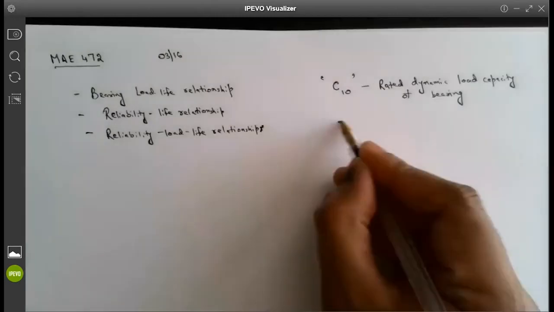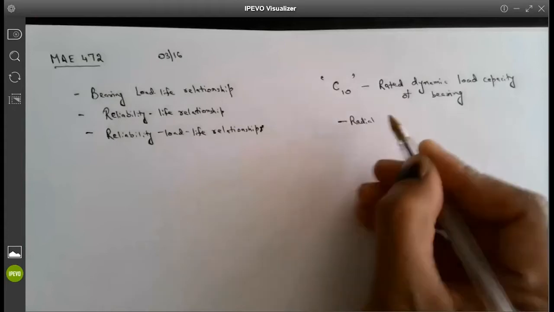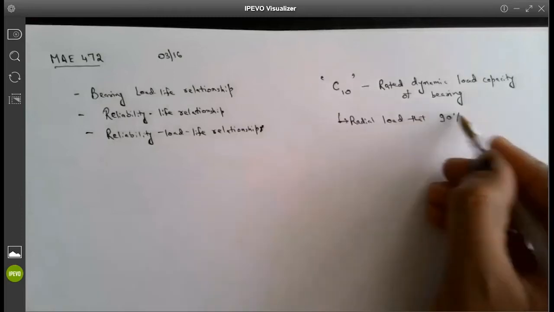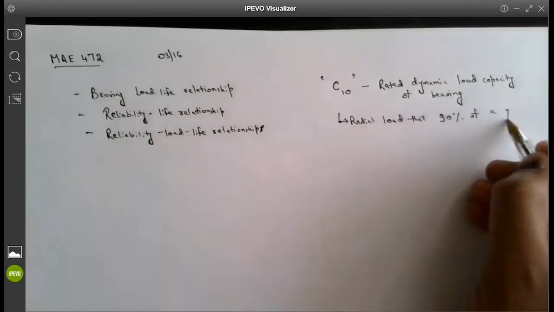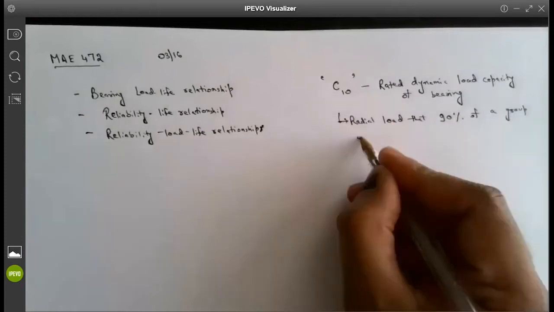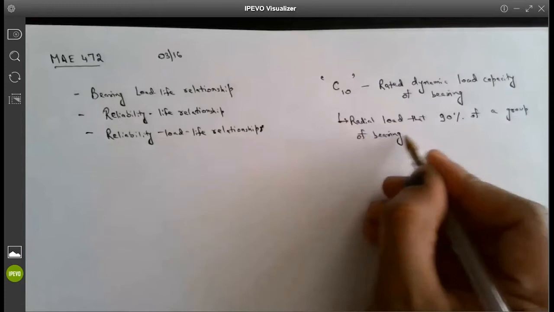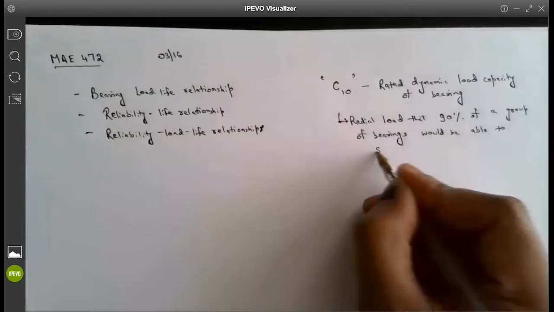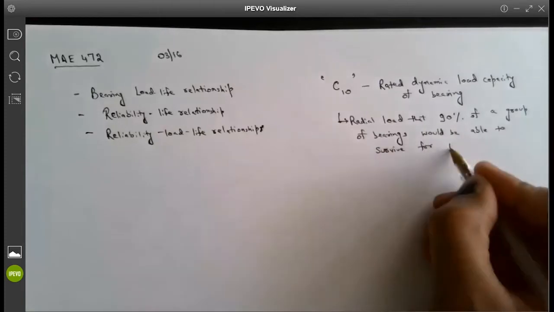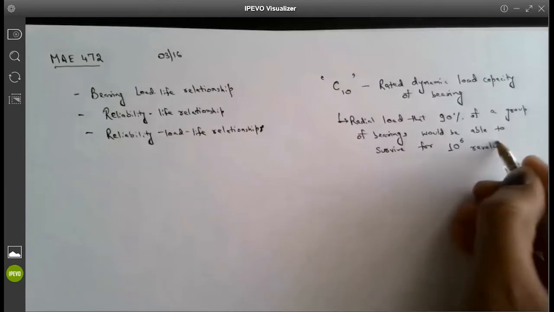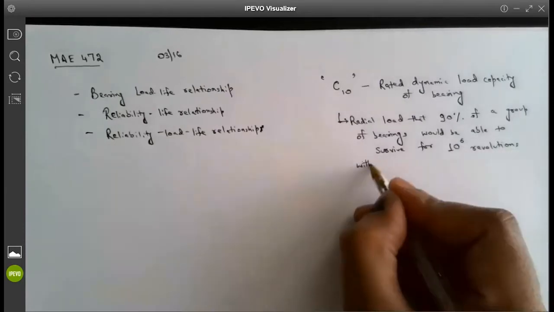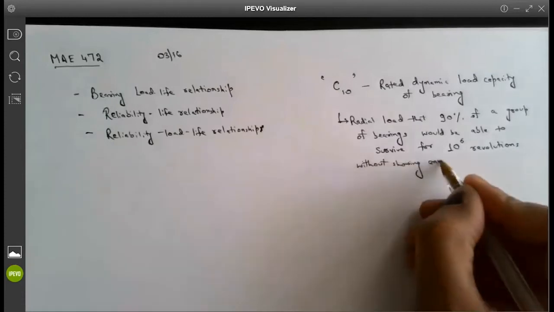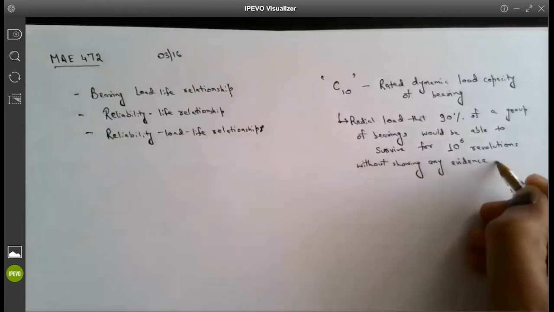So it is basically a radial load that 90% of a group of bearings would be able to survive for 1 million revolutions without showing any evidence of fatigue failure.